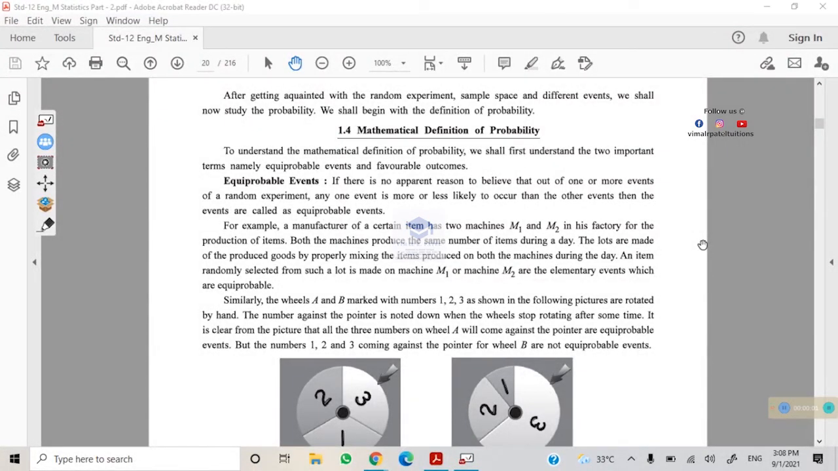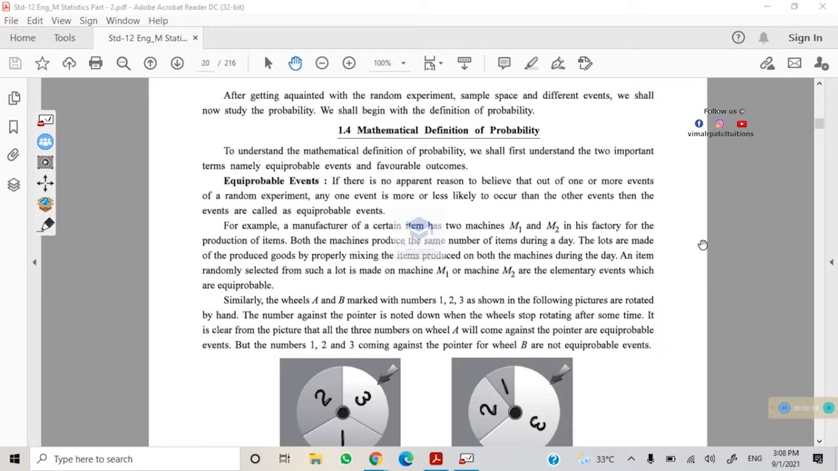Mathematical definition of probability. So first of all, before understanding the definition of probability, you must understand certain terms like equiprobable event. The events for which probability of occurrence are equal, in simple words, are called equiprobable event. If there is no apparent reason to believe that out of one or more event or random experiment, any one event is more or less likely to occur, then they are called equiprobable event.